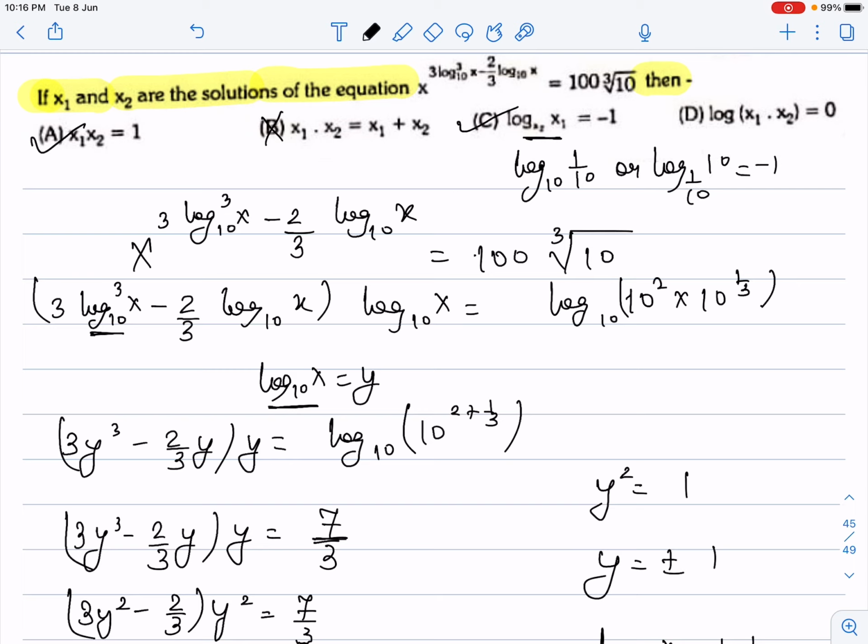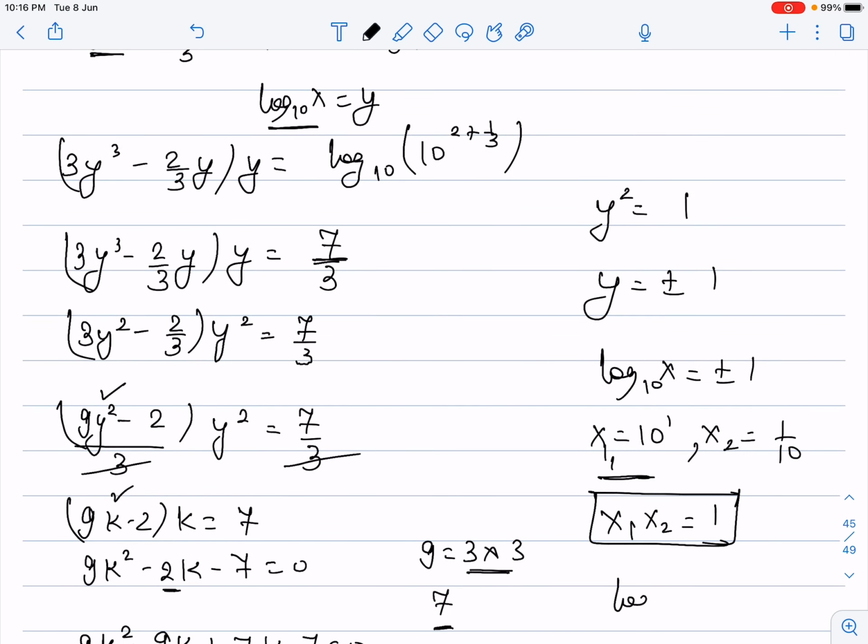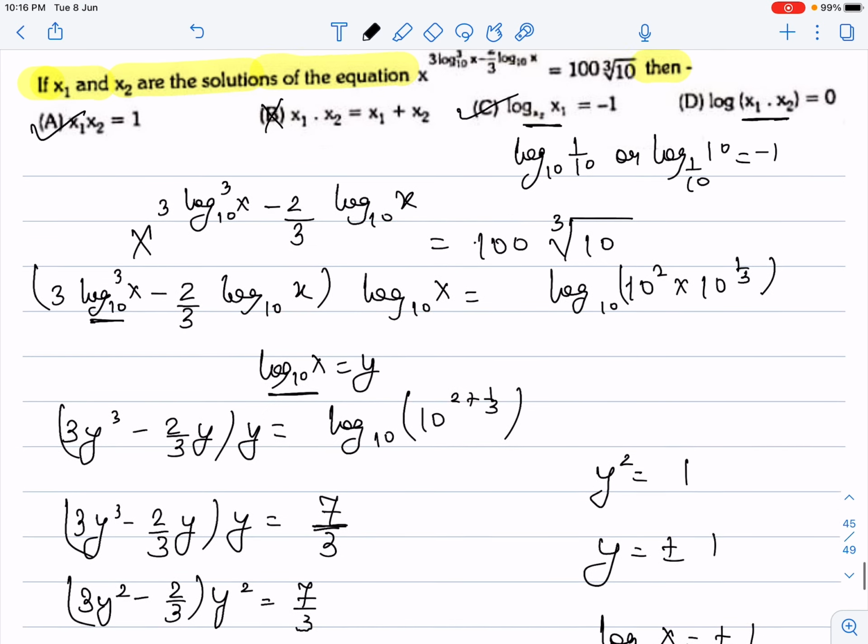This is right. Log of x1 into x2 is equal to 0. Since x1 into x2 is equal to 1, log 1 base 10 is equal to 0. So option D is also right.